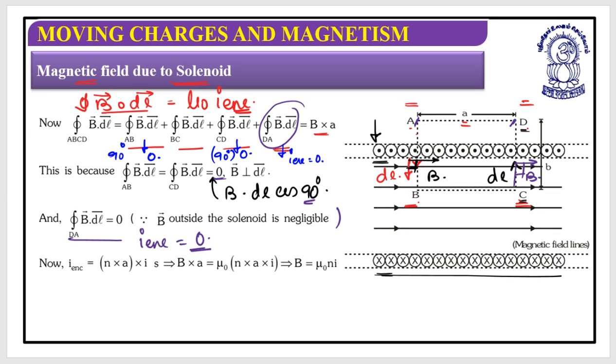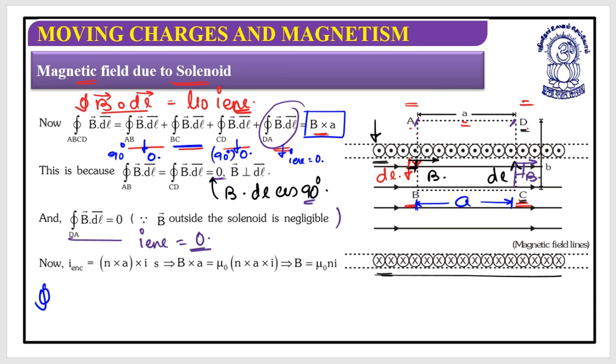Now the only term left is BC. It's the line integral of B dl from B to C, and as this is the length A, it should be equal to B into A. This line integral of B dot dl should be equal to B into A. I hope this is clear. Is it clear? Great. So let's just write it down.